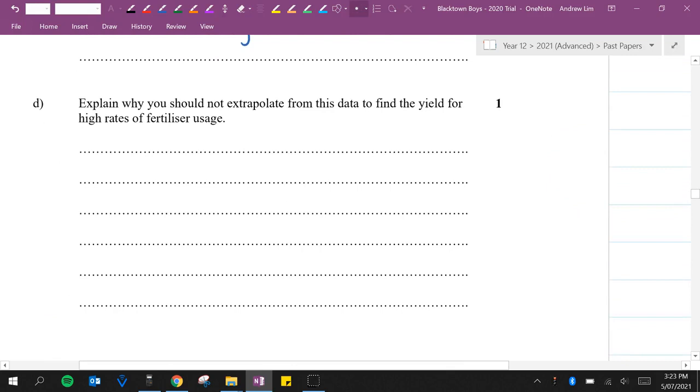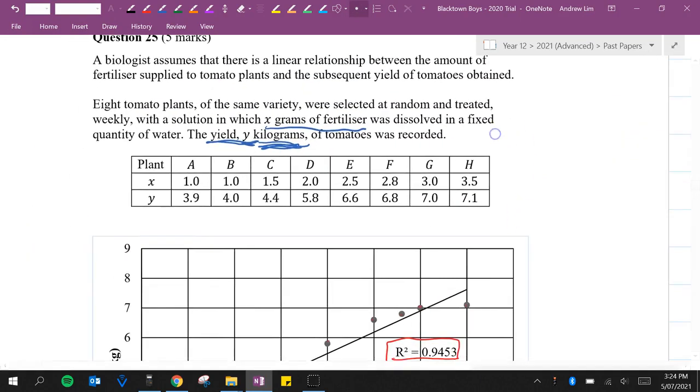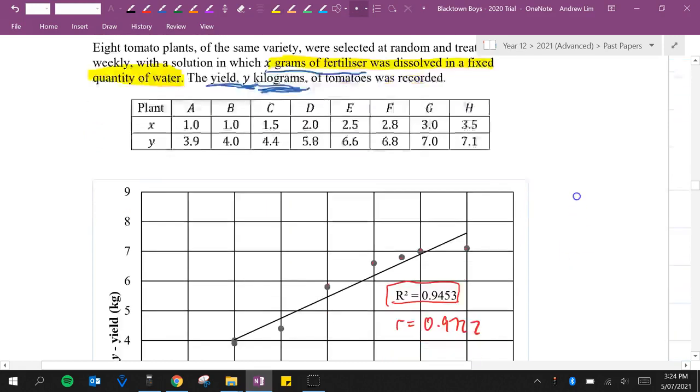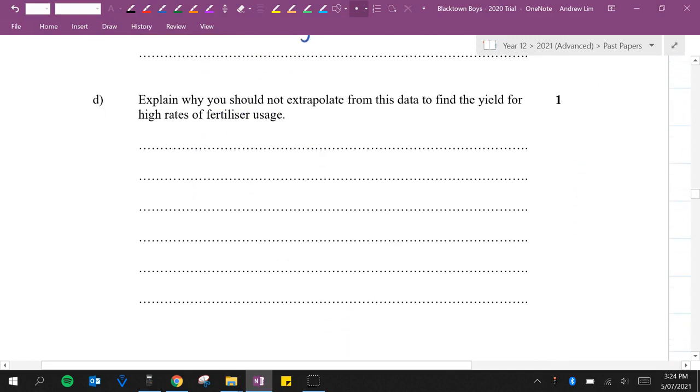Okay, question D. Explain why you should not extrapolate from this data to find the yield for high rates of fertilizer usage. So the reason why you shouldn't extrapolate from this data is because when we have a look at the original question, let me just highlight it for you. It says the solution in which X grams of fertilizer was dissolved in a fixed quantity of water. So if the ratio of fertilizer to water is too high, then that could actually be harmful towards the plant.